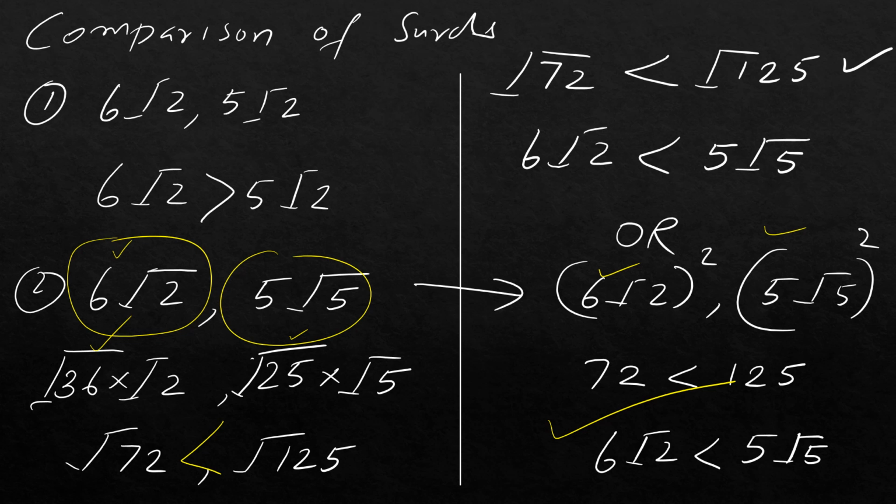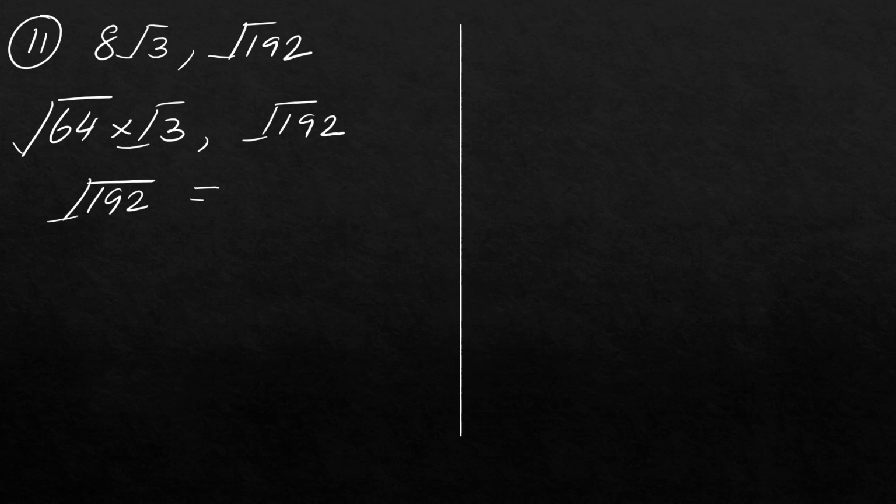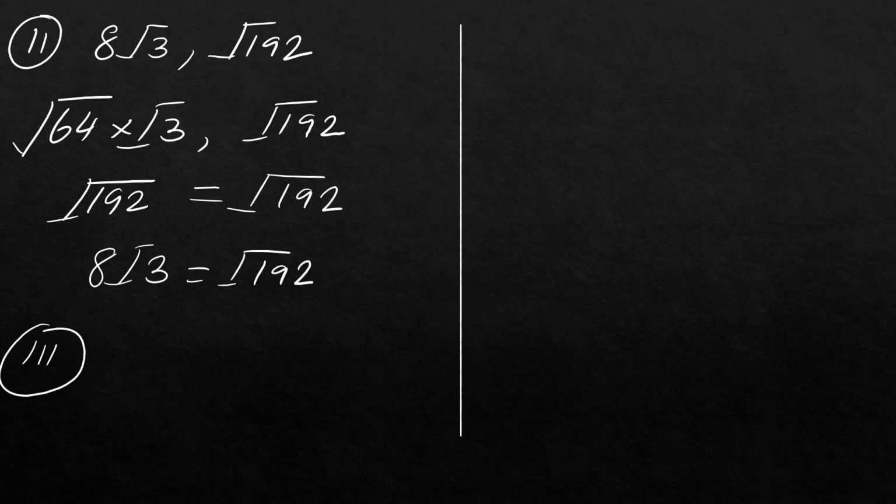Understood? Okay. Let us go ahead. Another example for comparison. We will convert it into root 64 and do as before, and we will get 192 on both sides, root of 192. So we will write that 8 root 3 and root 192 are equal.